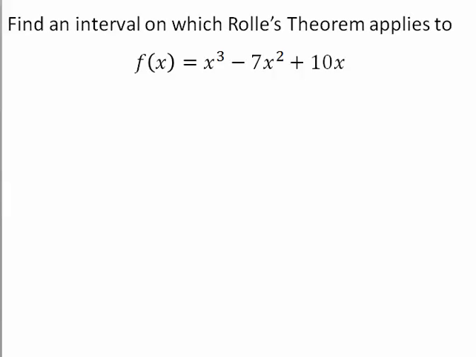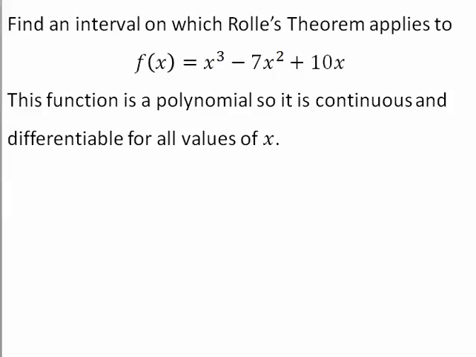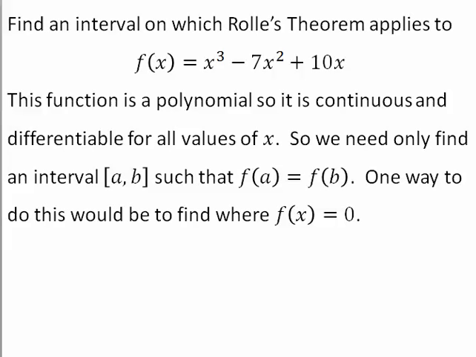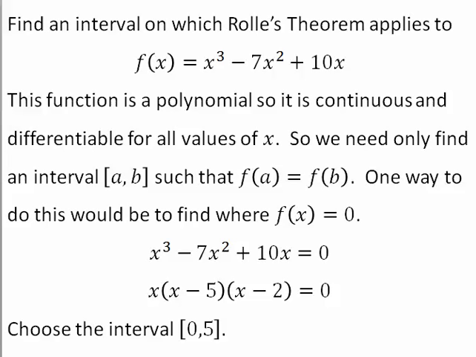So let's look at Rolle's theorem with this function. We're going to find an interval on which Rolle's theorem applies. This function is a polynomial, so it is continuous and differentiable for all values of x. So we need only find an interval where f of a equals f of b. An easy way to do that is just set the function equal to 0. So I set my function equal to 0.